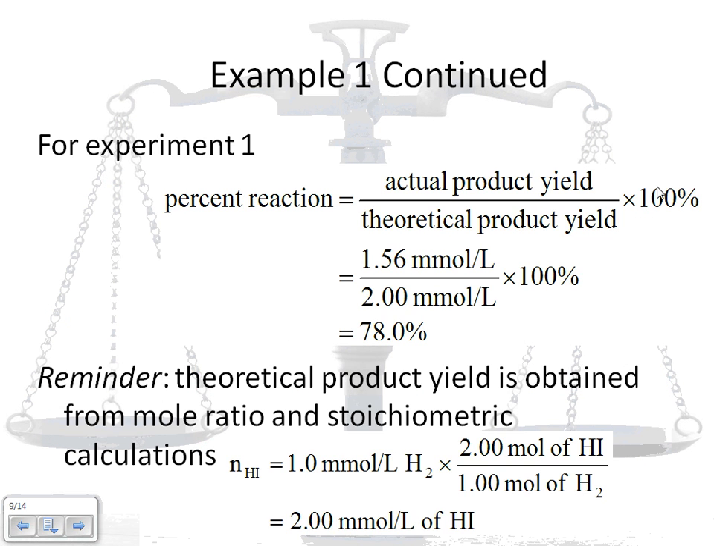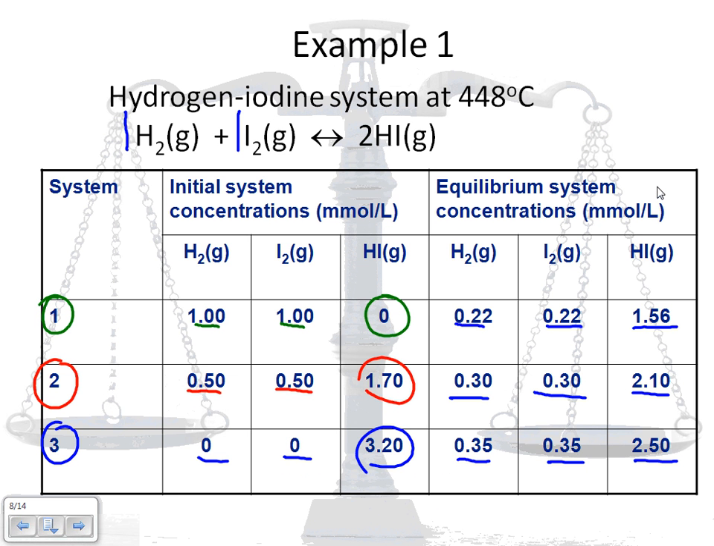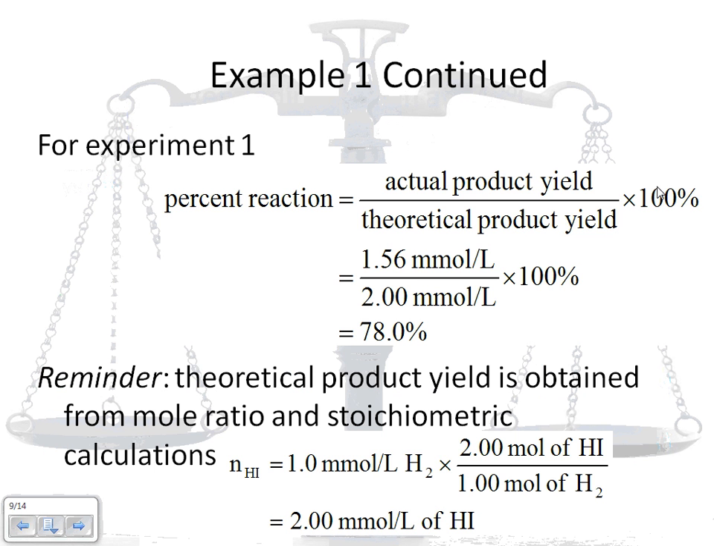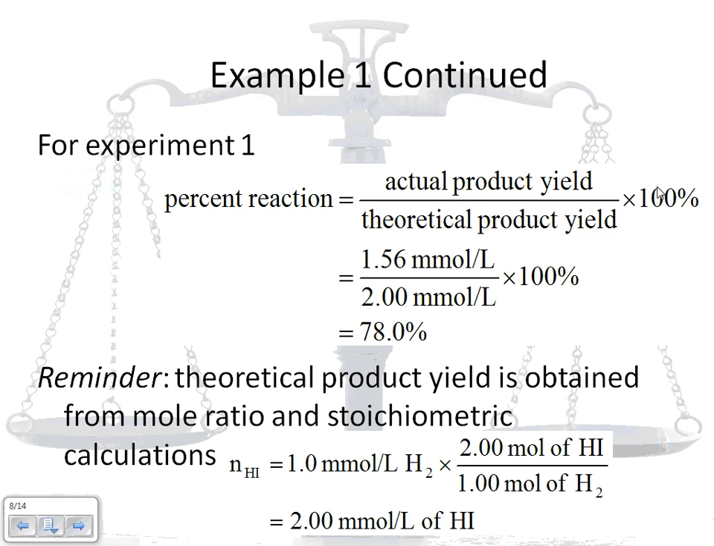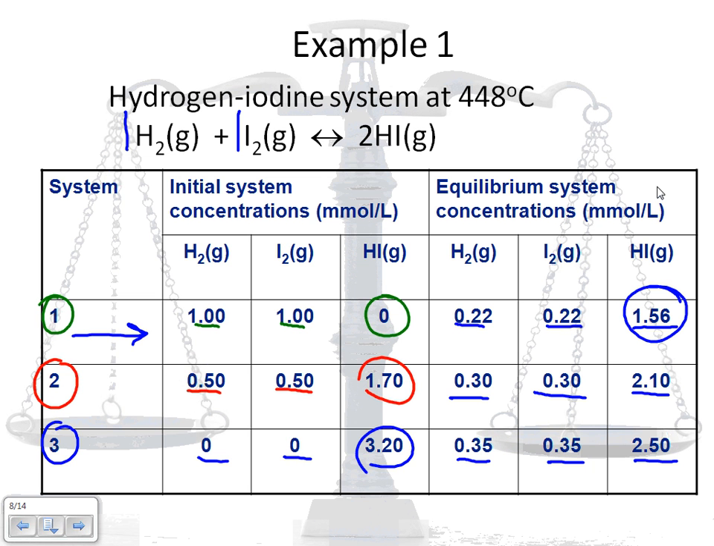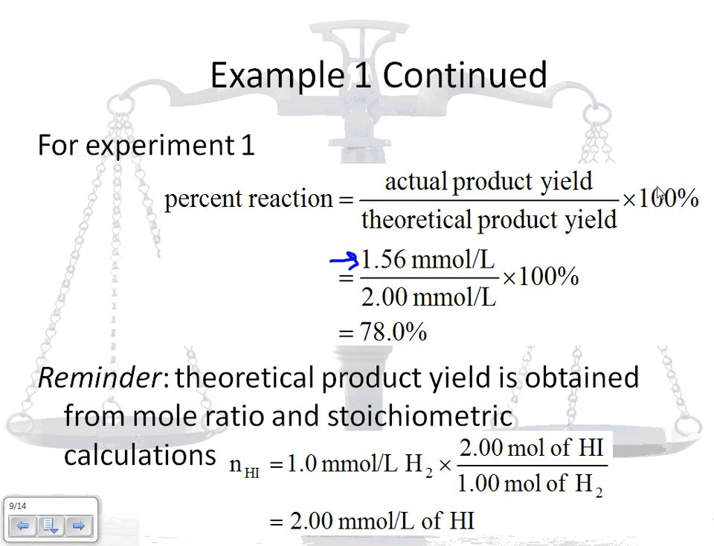For experiment 1, so you guys have this in front of you still because you have your notes. So we're going to look at this row. For experiment 1, your percent reaction is the actual product yield divided by the theoretical product yield times 100%. So if I go back, my actual product yield is 1.56. So that's what went up on top. At the bottom, I put 2 moles. That's because if I start off with 1 mole of hydrogen and 1 mole of iodine, I should make double, based on stoichiometric calculations, of hydrogen iodide. So that's what I did here at the bottom.